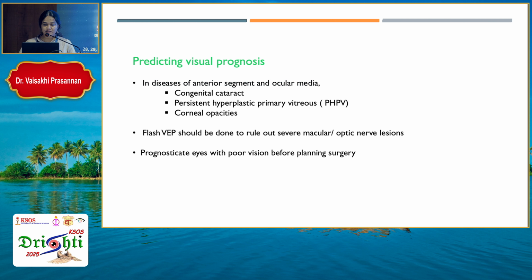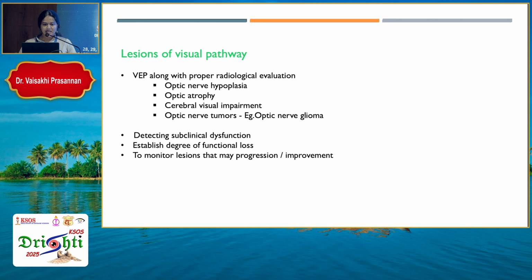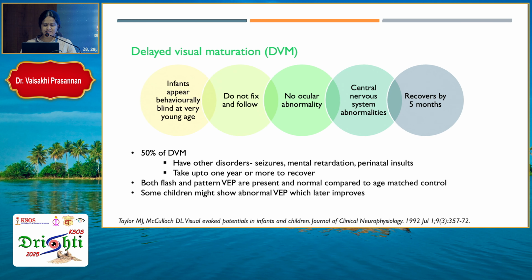In case of diseases of the anterior segment or ocular media, like congenital cataract or corneal opacity, a flash VEP should be done to rule out severe macular or optic nerve lesions, to prognosticate the eye before planning surgery. In case of visual pathway lesions, VEP helps in detecting a subclinical dysfunction and establishing the degree of functional loss, or to monitor any progression or improvement in the disease.